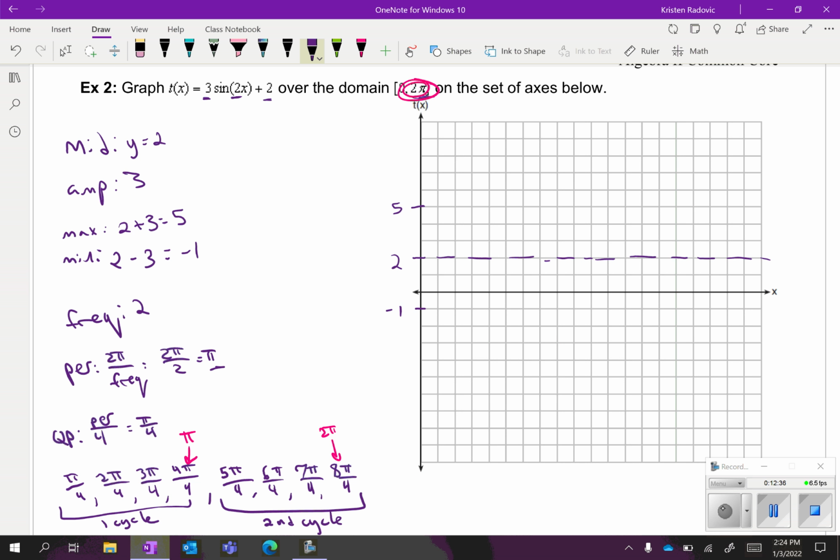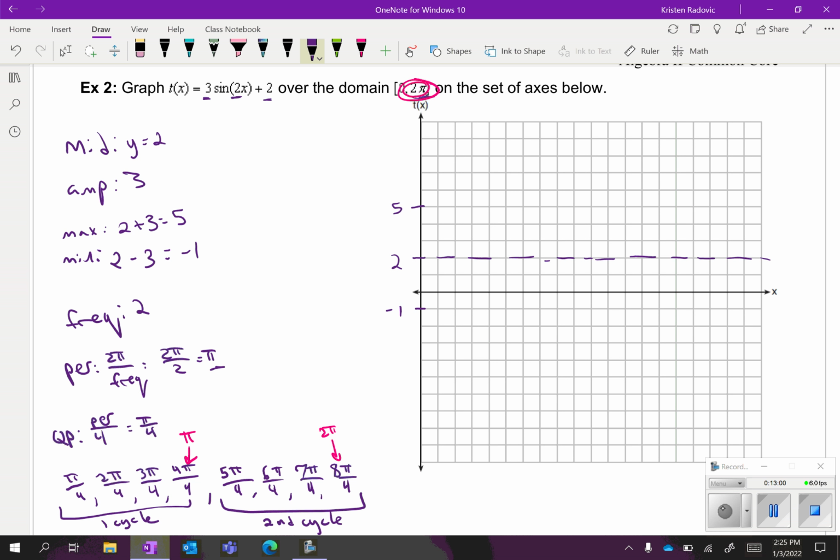Now, you didn't have to complete the second cycle. Like, let's say 2 pi was only like 2 quarter points. That wouldn't be a full cycle. It would be half of a full cycle, and that's okay. You don't have to always graph one full cycle of sine or cosine. You just graph however much is needed until you get to the domain.